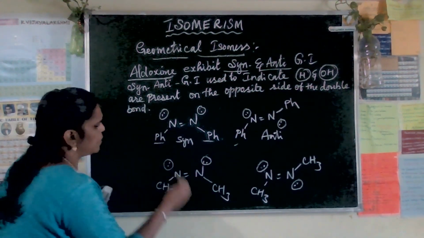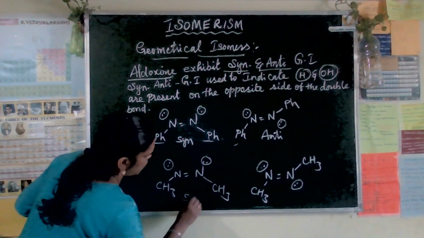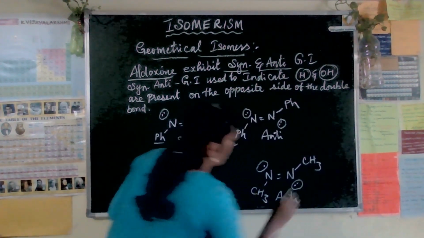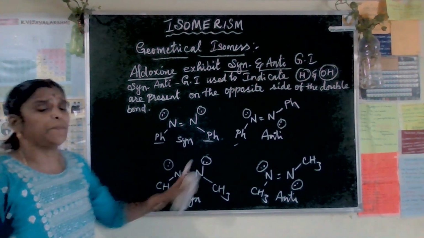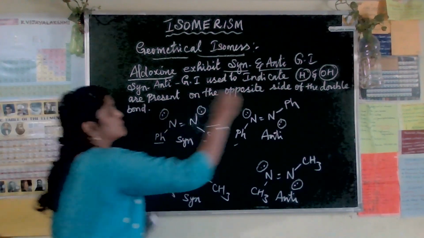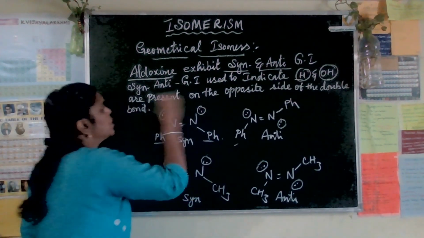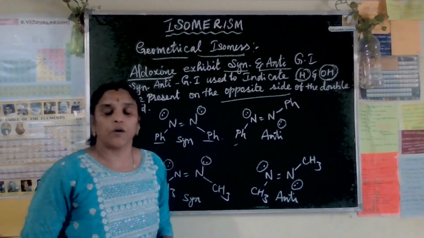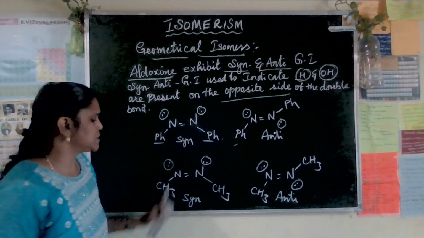So what is this? Syn and anti. Hope you're clear. Now, for what purpose are we using syn and anti isomers? To indicate that the hydrogen and hydroxyl groups are present on the opposite side of the double bond. Okay, hope you're clear with this.